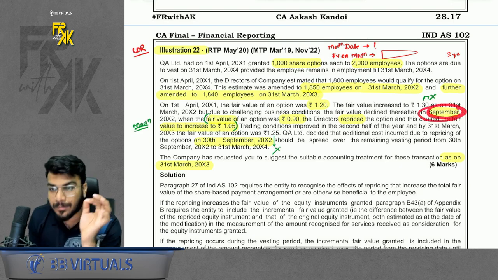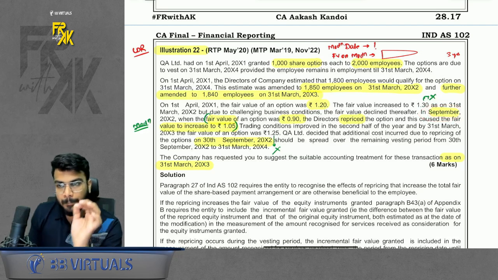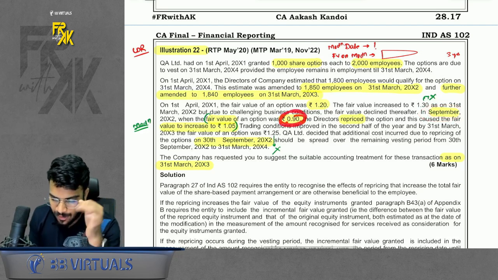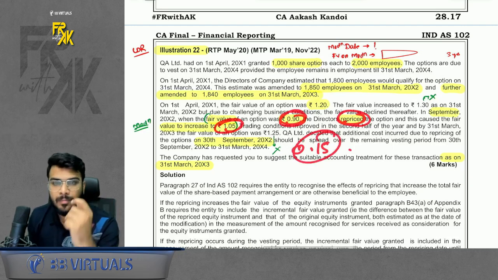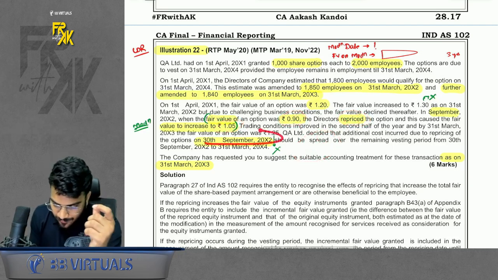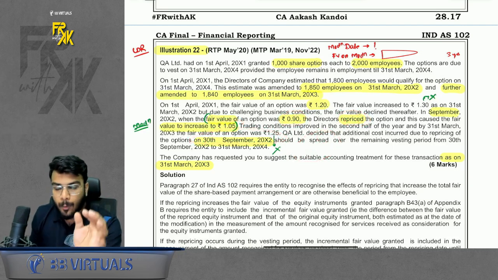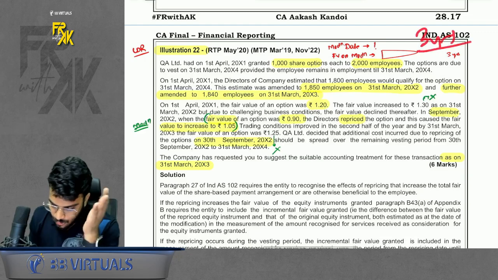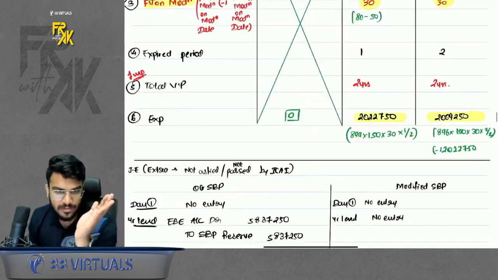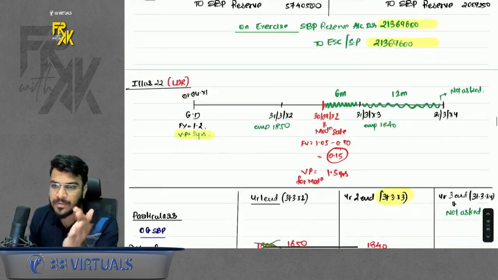Here you modified on 30th September. Before modification the value was 0.90. After modification you repriced to 1.05. So you increased the worth by 0.15 rupees. This is the modification value. And because you modified on 30th September, how much is the vesting period for modification? In totality there was a 3 years vesting period. You modified after 1.5 years. So the remaining vesting period for modification is only 1.5 years.